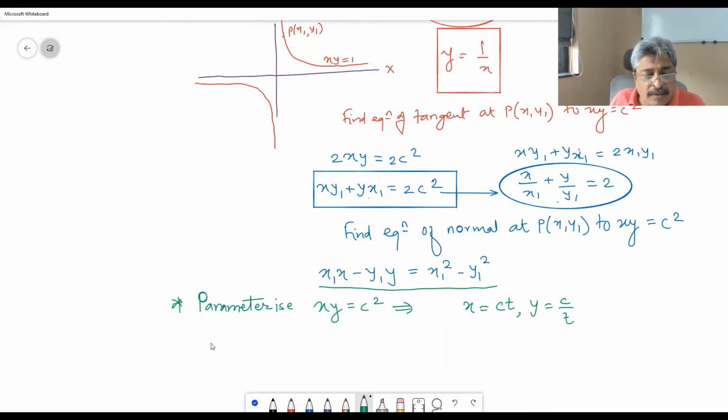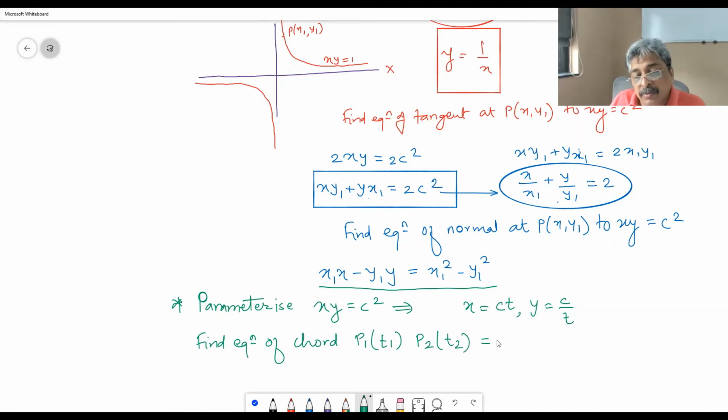So find the equation of chord. P1 whose parameter is T1, P2 whose parameter is T2. The chord is x plus T1 T2 y is equal to c inside bracket T1 plus T2. That is the equation of chord.